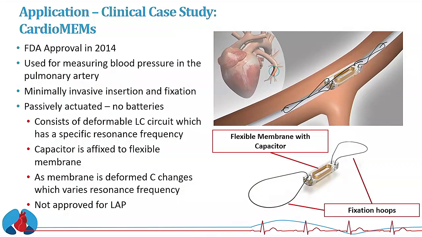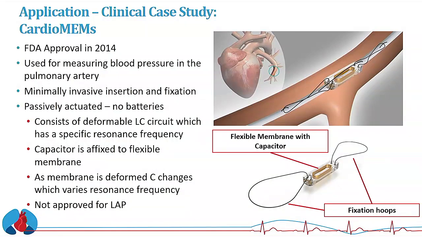And we know that a capacitor, inductor and resistance gives a resonant frequency based on the values of the RLC components. So when the flexible membrane changes the capacitance, we can see a change in the resonant frequency, which is then correlated to a change in the blood pressure. So this is a really amazing thing.